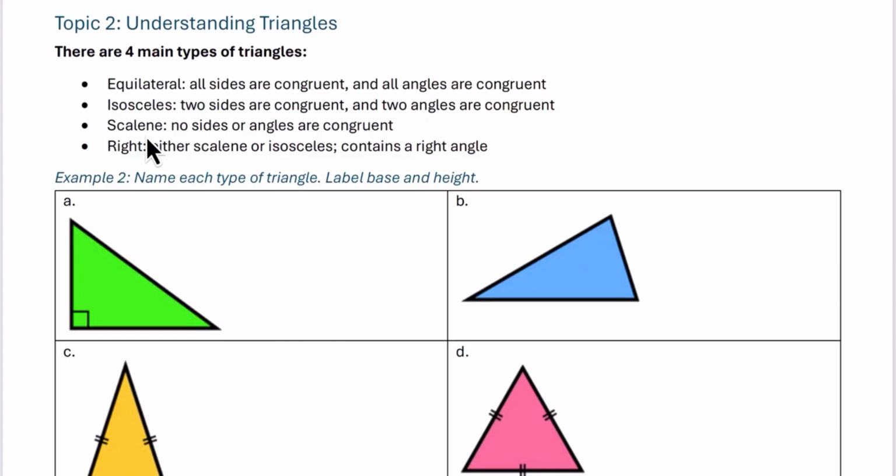A scalene triangle: no sides or angles are congruent. And a right triangle, either scalene or isosceles, but it contains a right angle.